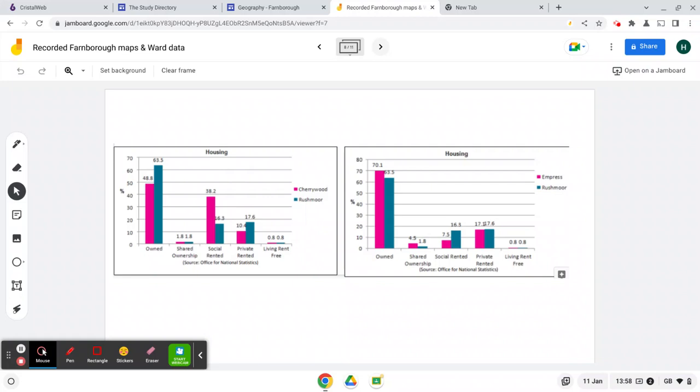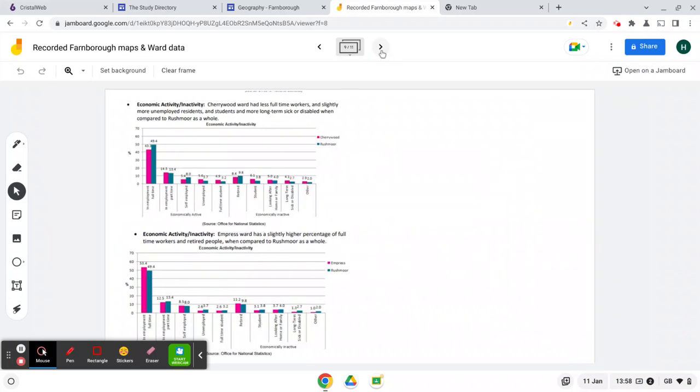When you look at social rented housing, you've got over a third of people are in social rented housing. So that's much, much higher. So that might suggest that we have lower income households in Cherrywood Ward.